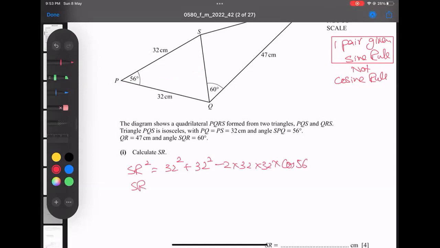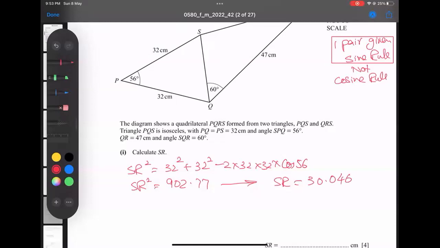And SR square, if I check it, so what answer turned out to be? 32 into cos of 56. It comes here 902.777. If I type it, take a root, so it gives us 30.046.